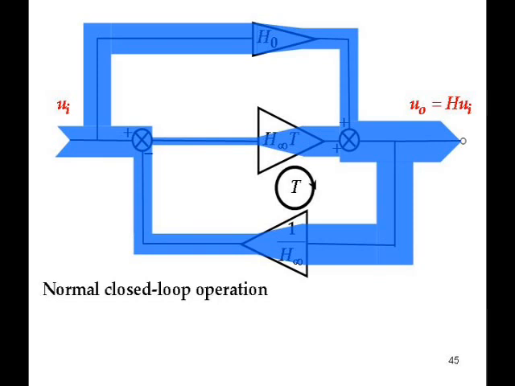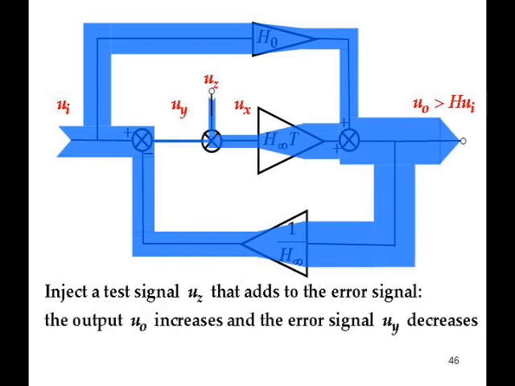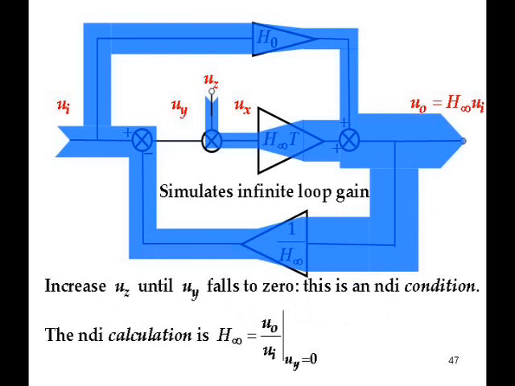There's no injected test signal. There's the test signal increased, and the output has gone up a little, and the error signal has gone down a little. Now, all you have to do is increase the test signal a bit more to make the error signal go away altogether. And the output signal has gone up again.